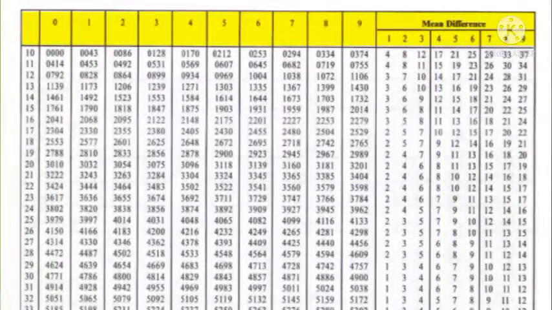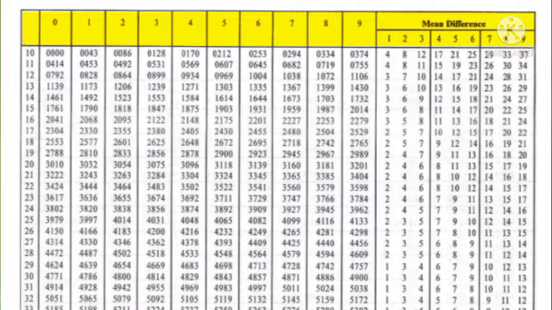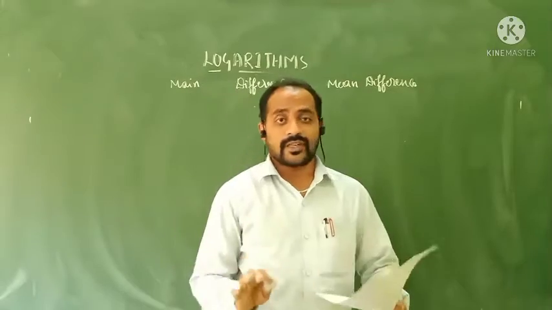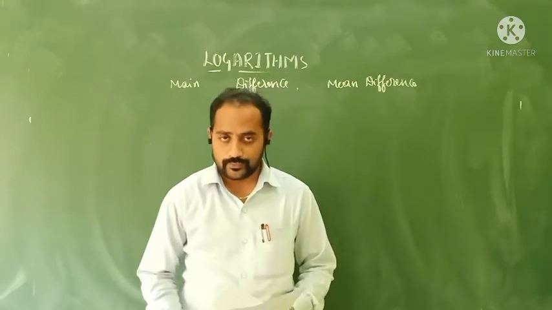First column, what do you have? We call it as mean. And the next, 0 to 9, you can observe. Those columns we call it as difference. And then the last three columns that we have are called as mean difference. Yes, these are the basic terms you must remember. Now let us know how to find out the log values.